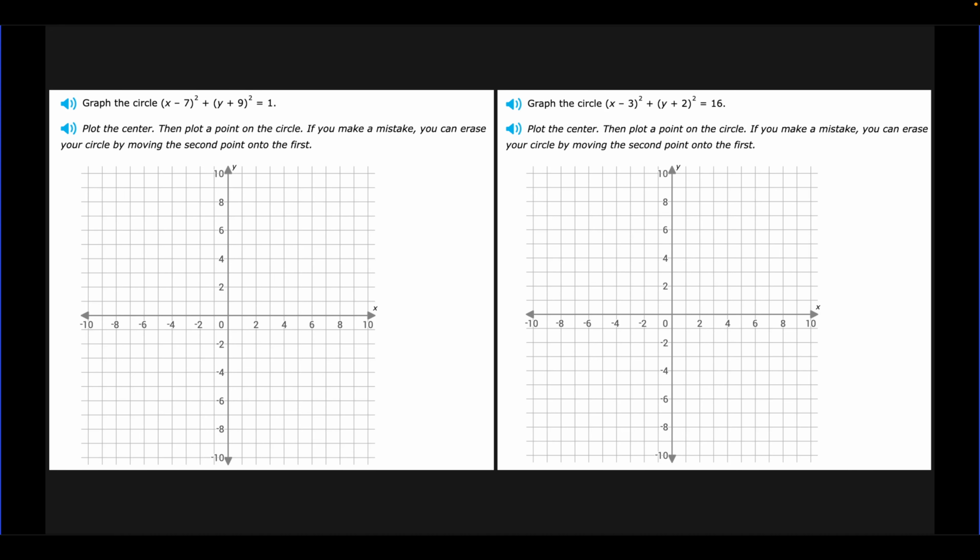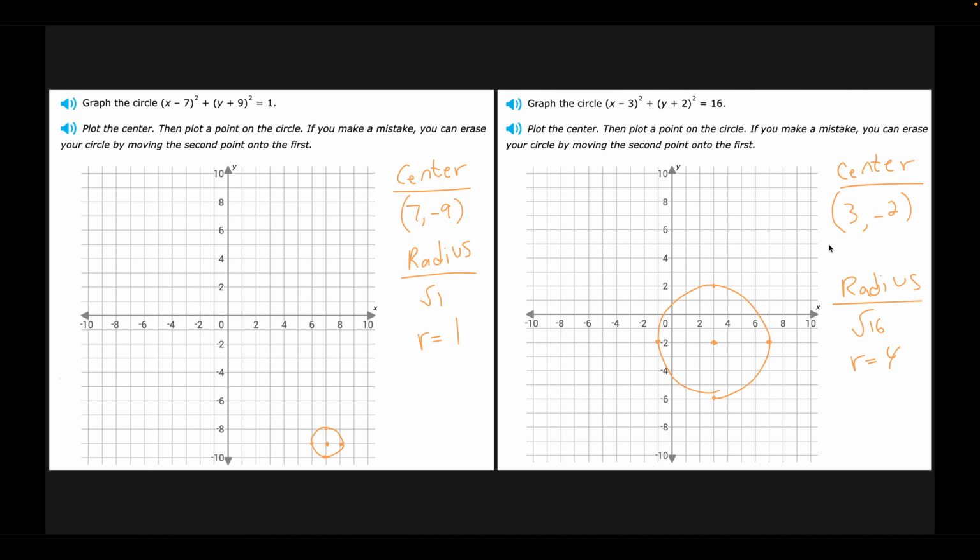Okay, now that you've had time to work these problems, let's check your solutions. For the first problem, center is at (7, -9), radius is 1, and here's the graph. And for the second problem, center is at (3, -2), radius is 4, and here is the graph.